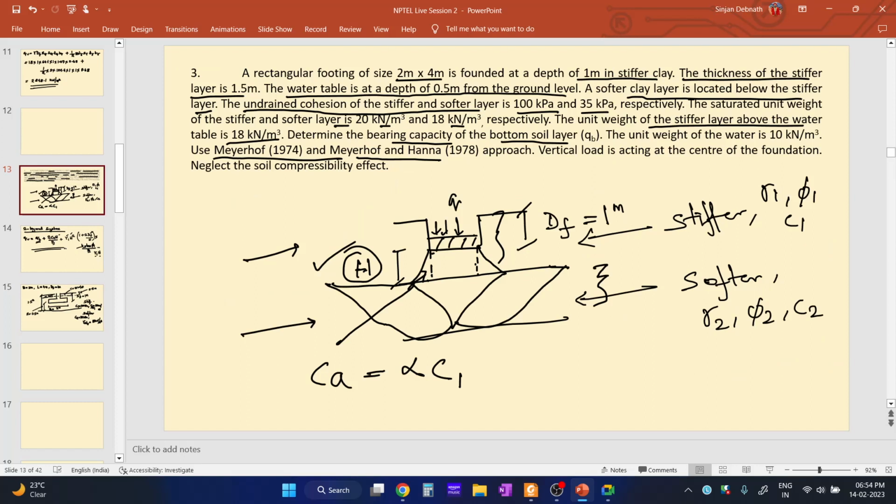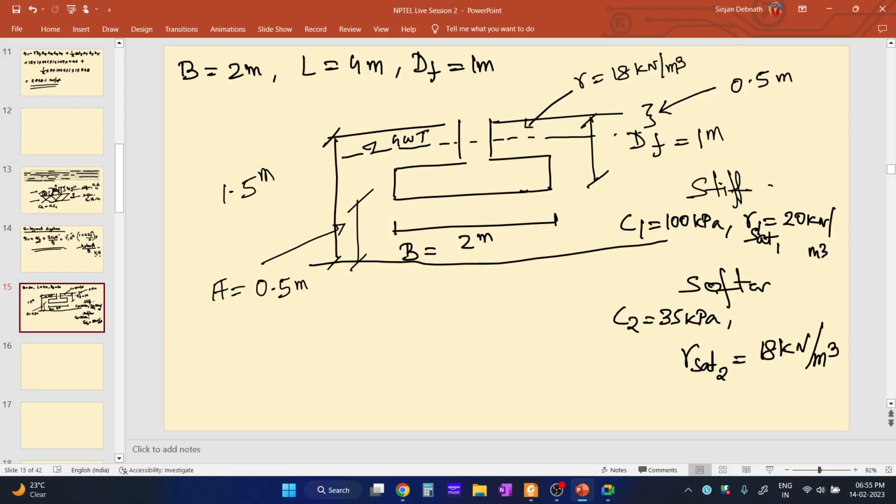The unit weight of the water is 10 kilonewton per meter cube. Use Meyerhof and Hanna 1978 approach. It is mentioned that vertical load is acting at the center of the foundation. That means inclination factor will be 1. There is no need to consider it. And neglect the soil compressibility effect. That means there is no need to consider the C factors like C gamma, CQ, all those factors. Okay, so now let us solve this problem.